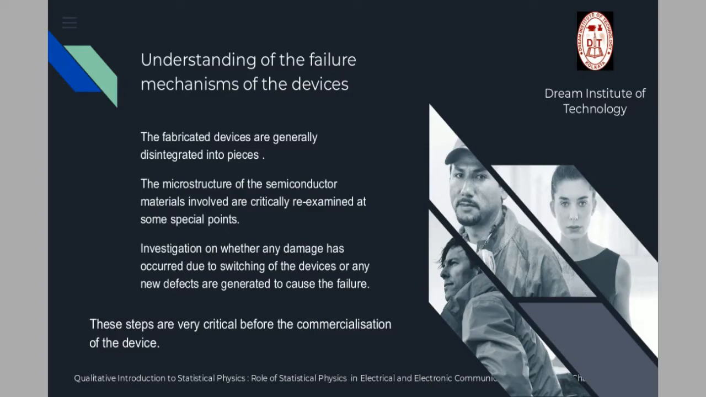The reliability physics primarily involves the understanding of the failure mechanisms of the devices. The fabricated devices are generally disintegrated into pieces, and the microstructure of the semiconductor materials involved are critically re-examined at some special points to investigate whether any damage has occurred due to switching of the devices or any new defects are generated to cause the failure. This step is very critical before the commercialization of the device. No, of course one doesn't use such understanding every day, nor once, nor every week.